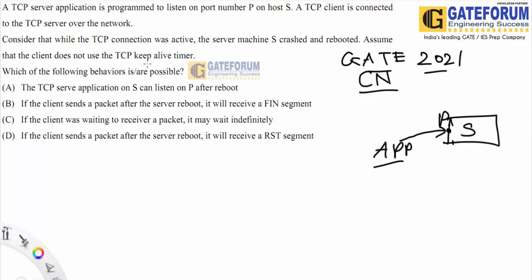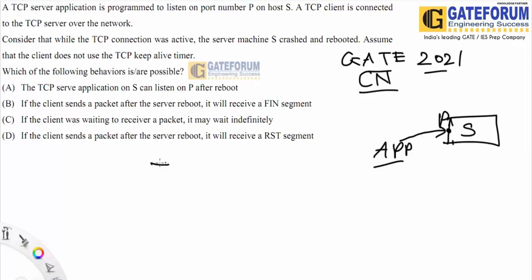Okay, consider that while a TCP connection is active, the server has crashed and rebooted. So the server has crashed and it got rebooted while the connection was active. Assume that the client does not have the TCP keep alive timer. Which of the following behaviors is possible? So we need to identify all of the behaviors which are possible out of it.